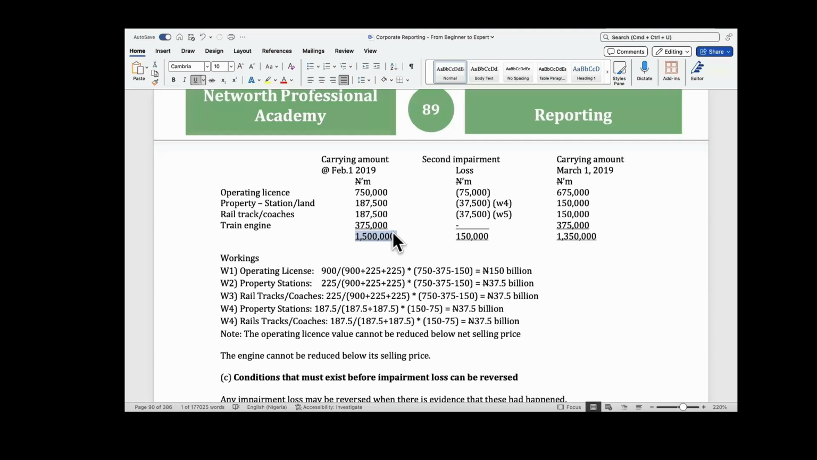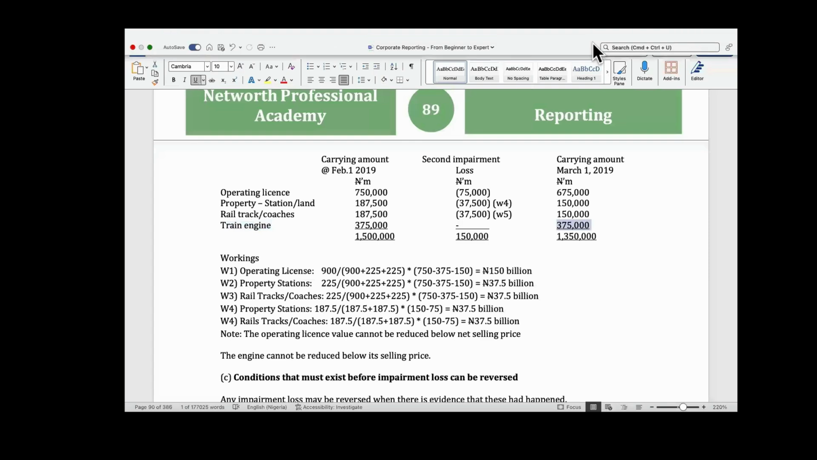So let's share it. Here now, we don't have any damaged assets, and we don't have goodwill. So ordinarily, we should just prorate this 150 among all of these assets. But you'll be very wrong if you do that, because we already know that the train engine, this 375, is its selling price. So you cannot allocate impairment loss to that. Just bring this 375 here. Don't allocate impairment loss to it at all.